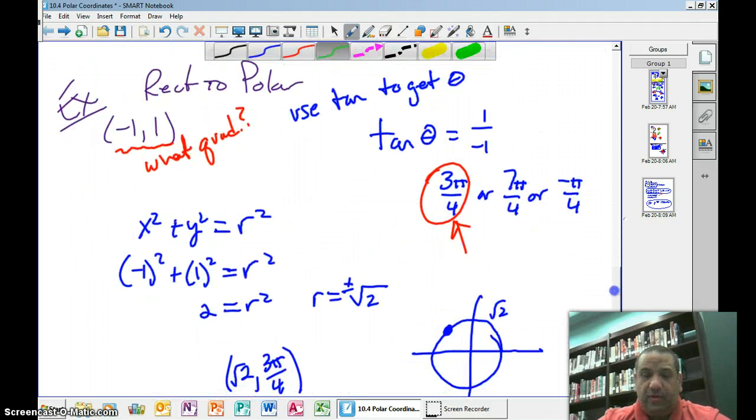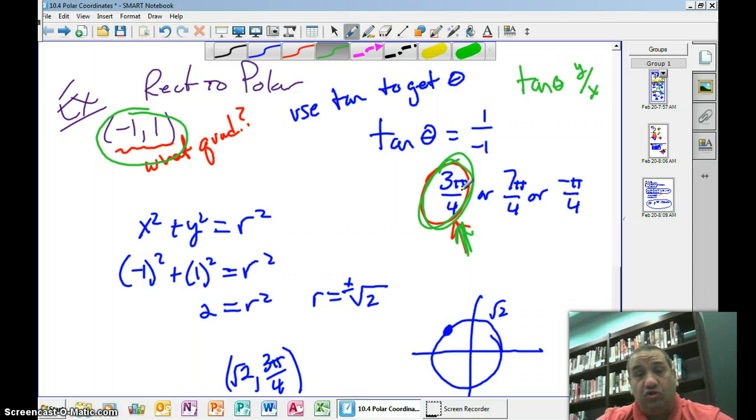All right, let's go rectangular to polar. Well, when you're given a point, you have to ask yourself, what quadrant is that point in? I think it's clear that that point is in the third quadrant. Yeah, let's try it again. The second quadrant. So I'm going to use the tangent. The tangent, remember, is equal to y over x. So it's 1 over negative 1. So where is the tangent negative 1? It's at these places. But this is the one I want because that's the one that's in the second quadrant.